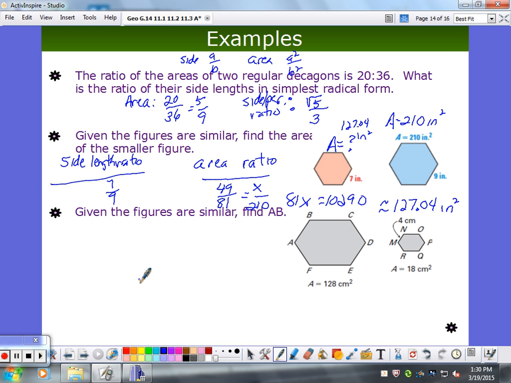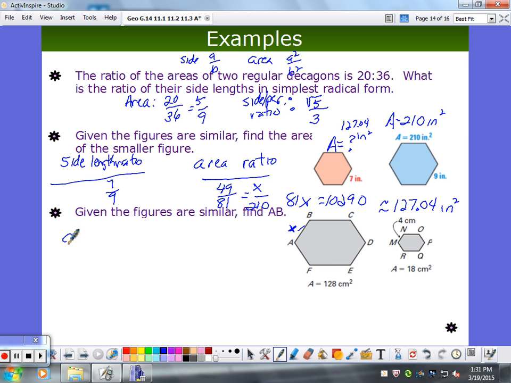And now I've got another example here. These are similar hexagons. Find AB. Wait, what am I finding? AB. Oh, that's this. X. Right, so I'm just going to put an X here. This is what I want to find. Now I know it's kind of matched over here. It's 4. But I know their areas.